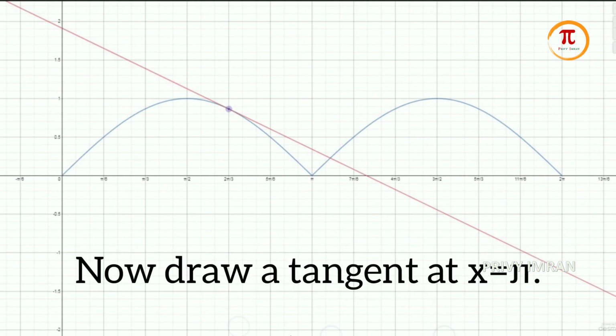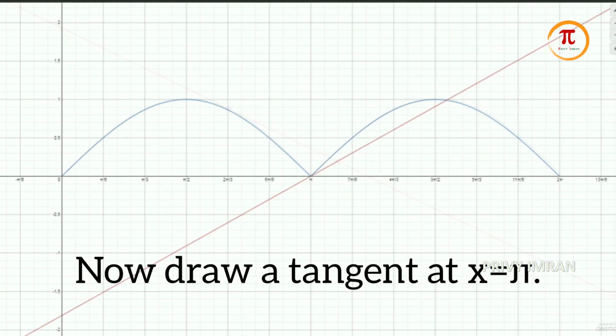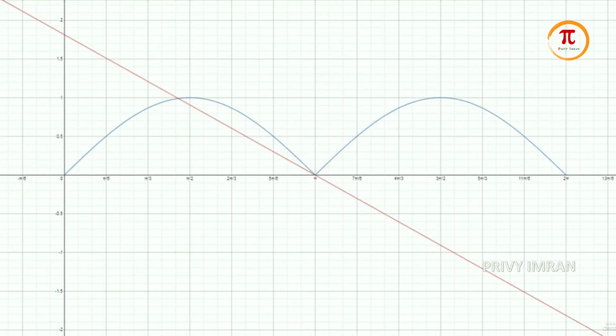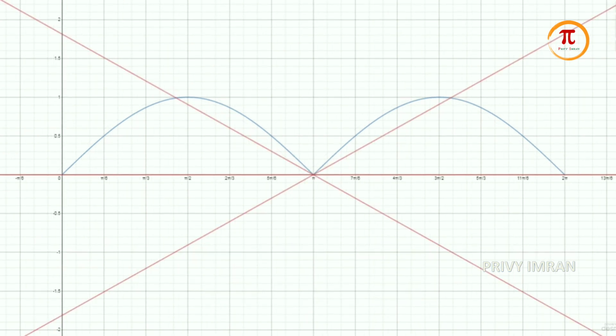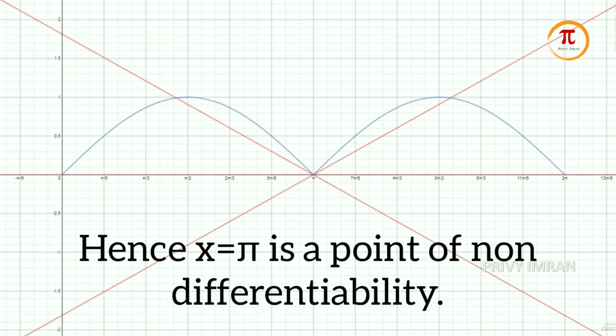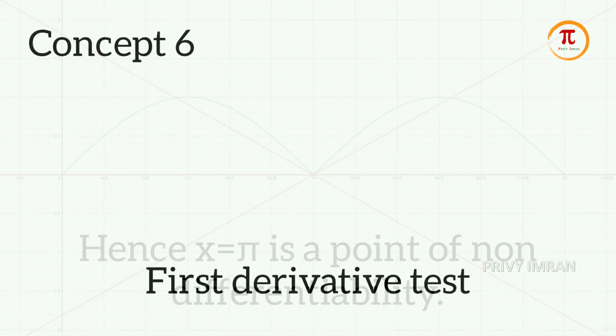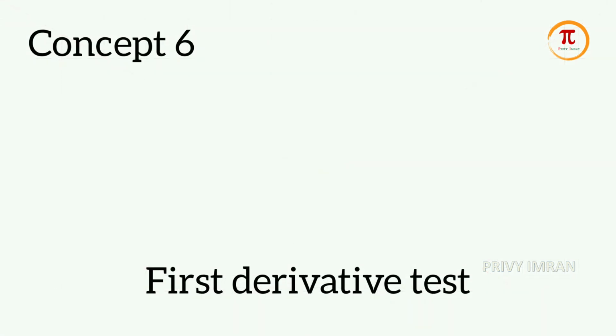Now let me stop the position of the tangent at x is equal to pi. If you observe at x is equal to pi, we can draw more than 2 tangents. Hence x is equal to pi is a point of non-differentiability. Now let us learn about the first derivative test.